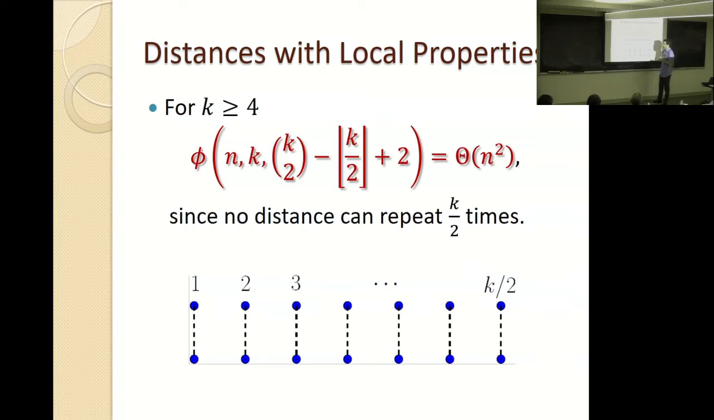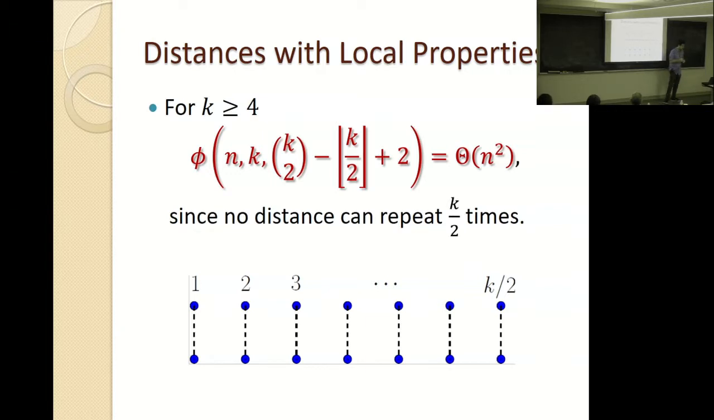And in this case it's also trivial, because it basically says we're not allowing any distance to repeat half a k times. If we have half a k representations of the same distance, we have at most k points with a lot of distance repetitions. Cannot happen. So what we immediately know, every distance repeats a constant number of times, there must be n squared distances. This is another trivial case.